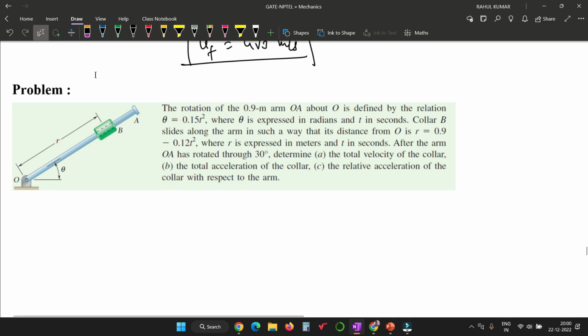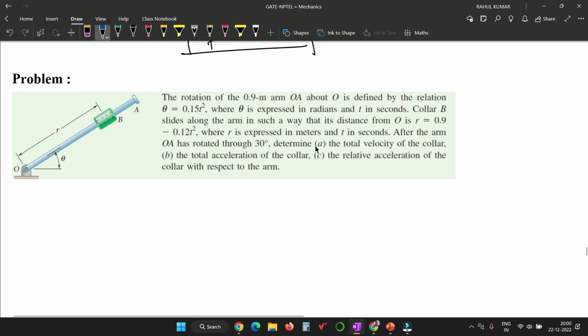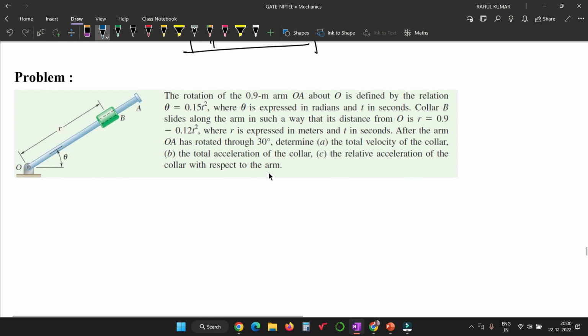First we need to determine the time, because without time you cannot solve this problem, as it is asking at a certain instant. It is saying that after the arm OA has rotated through 30 degrees, so when you put this 30 degree here, what is the value? 30 degree means pi divided by 180 into 30, in radians. So first you need to convert this.